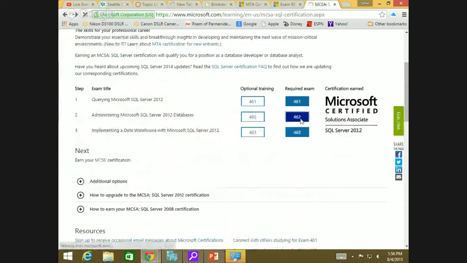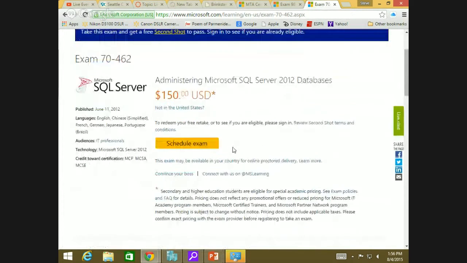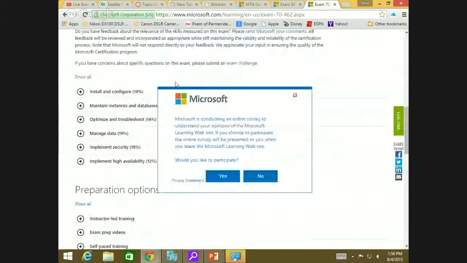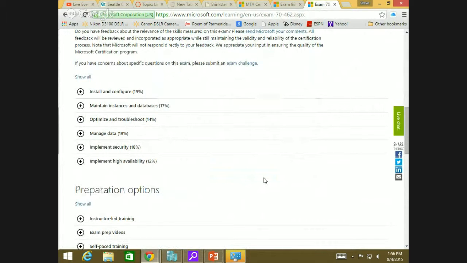The second exam, just for broad topics: install and configure, we did maintain instances of the database. Optimize and troubleshoot, manage data, implement security, and implement high availability. We've touched on all of those except maybe high availability, which I'll talk about. That's more the failover, keeping it up 24 hours a day. So that always on thing? Yeah. And we didn't do that because when I looked at it, we don't have a setup to do it. But we could talk about it.